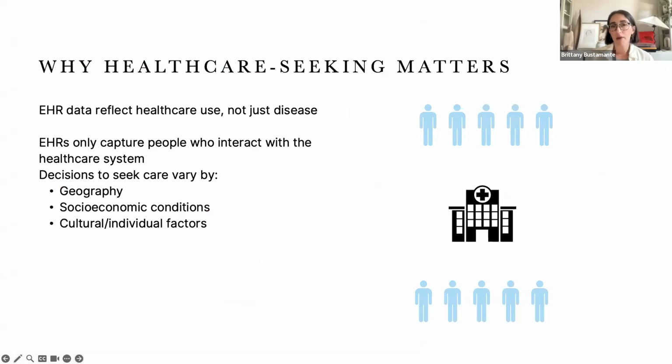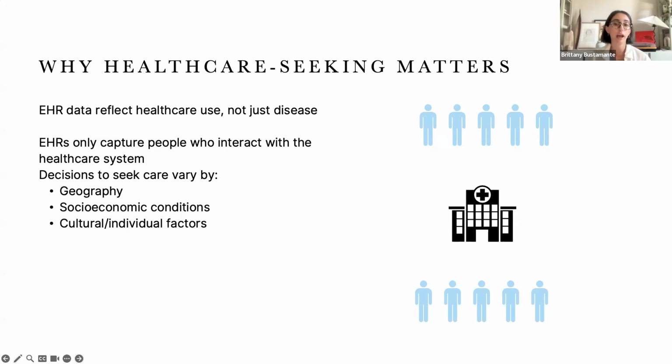So why does healthcare seeking matter when you're using EHR data? Electronic health records, or EHRs, are the digital records that healthcare providers keep on their patients. And I'm sure that everyone on the seminar today has interfaced with EHRs in one way or another, either as a patient, as a provider, or as a researcher. They include information like diagnoses, prescriptions, lab results, and hospital visits. And because they're collected routinely and they contain vast amounts of health-related information, also because they're cost-effective for researchers, they've become a really valuable source of data for population health research.